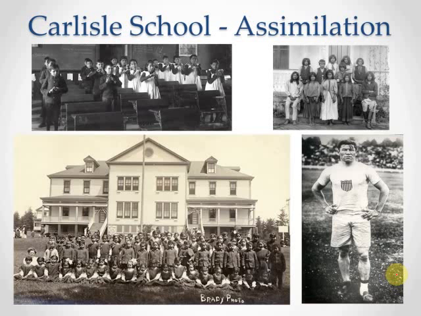So we began to open up Carlisle schools, which were boarding schools for Native Americans. At these schools, we would segregate Native American children from their tribes. We'd pull them out of their tribes and put them in these schools, and we'd force them to learn English and American culture.